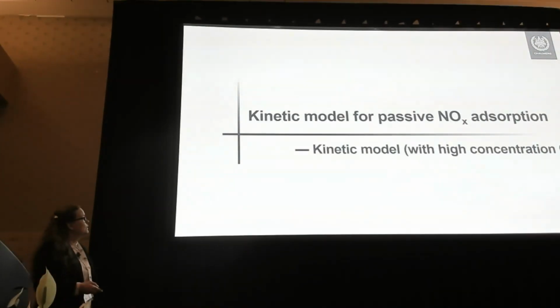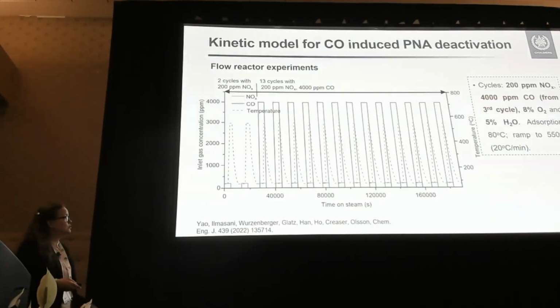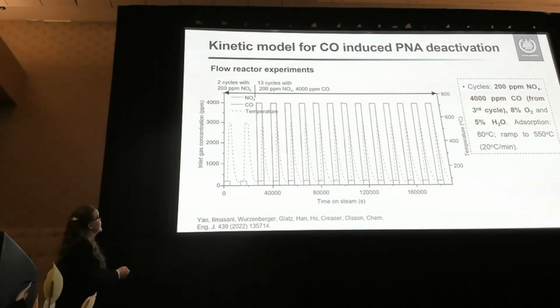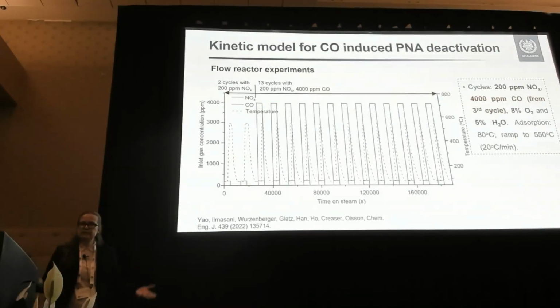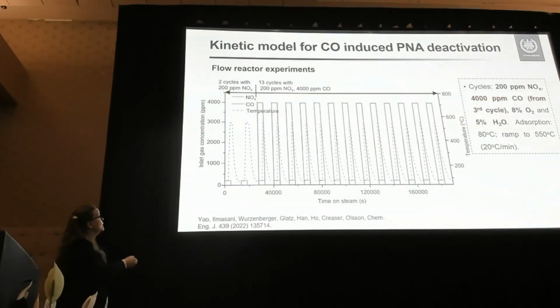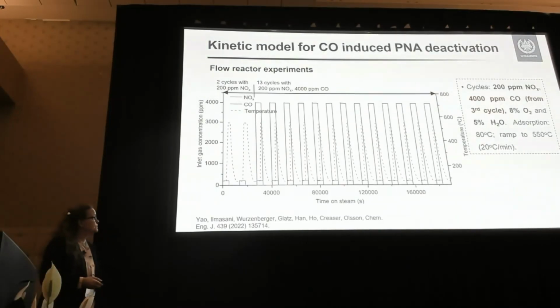But then it's well known that if you have high CO levels, you will deactivate the catalyst, and we want to include that in our modeling. So here you see the cycling. First we have two cycles, 200 ppm NOx, 8% oxygen, 5% water as our base case. And then we add 4,000 ppm CO, that's the red piece here, in the protocol. So we do 13 cycles with 4,000 ppm CO present, with adsorption and desorption.